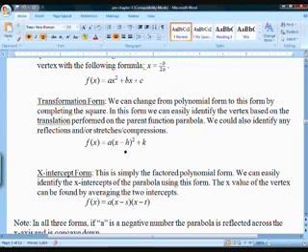Hopefully you can see where you would use transformation form. You can see the movement, you can see the different transformations taking place. The final form is the x-intercept form, or I'm going to call it the factored form a lot. It's not always going to look exactly like this. You could factor it down to where it does, but most of the time I just factor and leave it.